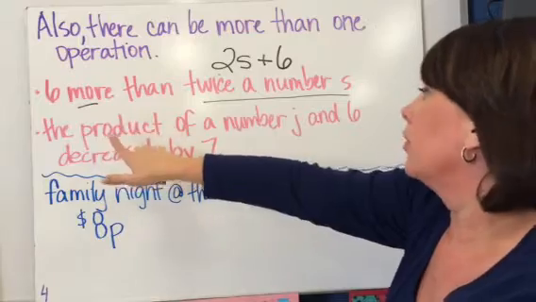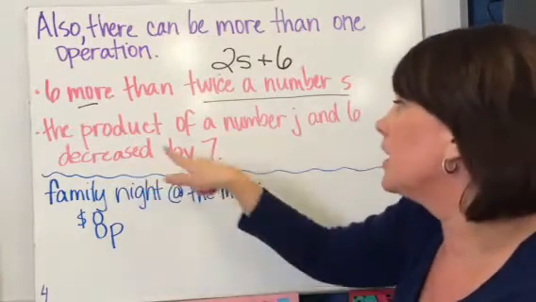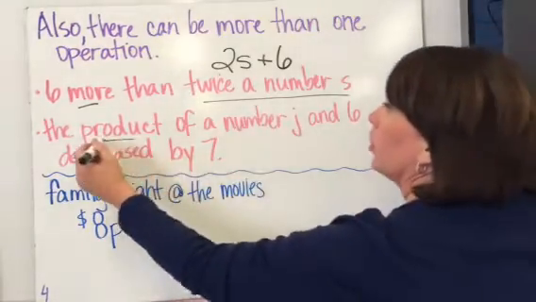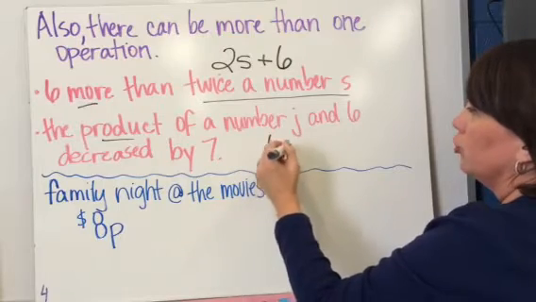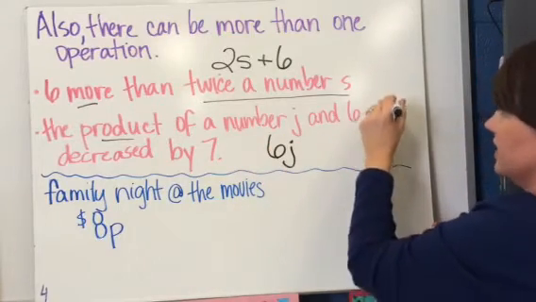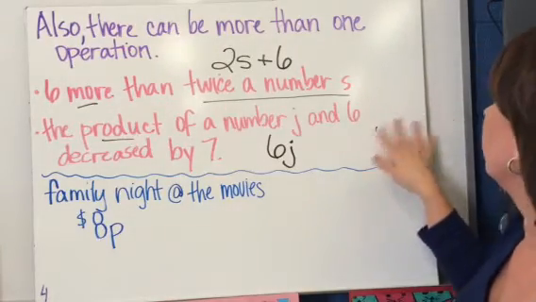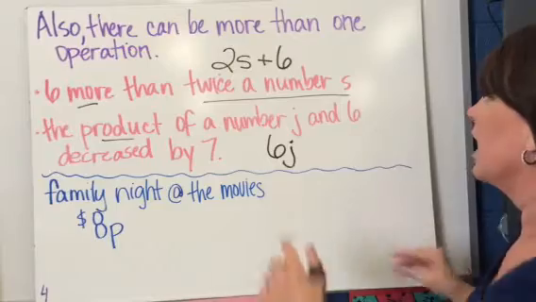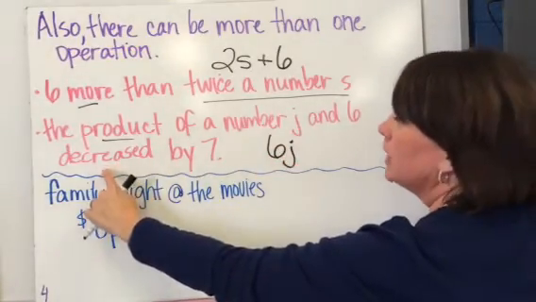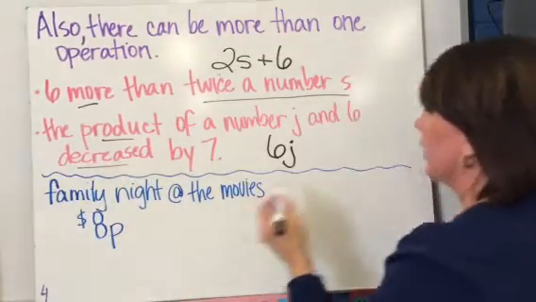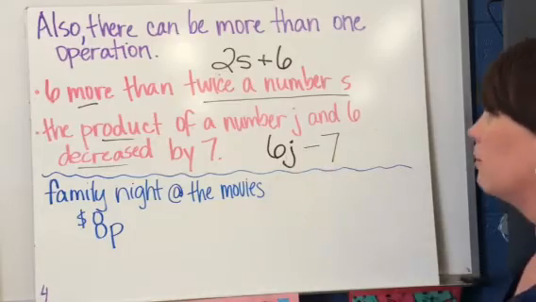Here's another one. The product of a number j and 6 decreased by 7. Well, I'm going to find the product of j and 6 first. And remember, I want to write that 6j, not j6. That's like bingo or battleship. We put the number in front of the variable, but that means to multiply. So I have the product of 6 and j, and then it is decreased by 7. Keyword there, decrease, which means I'm subtracting 7 from that product.